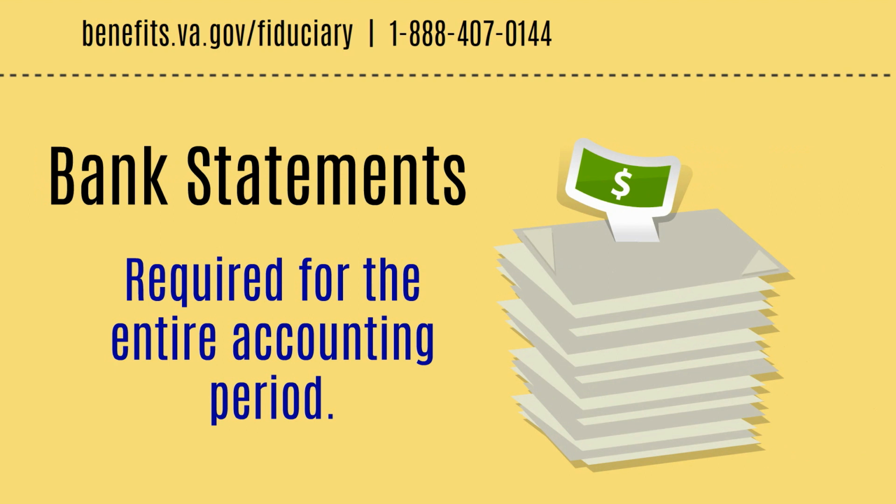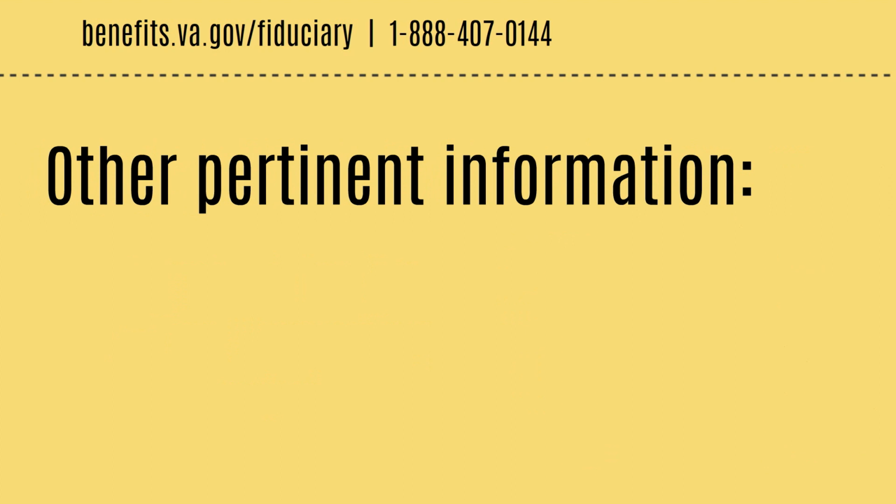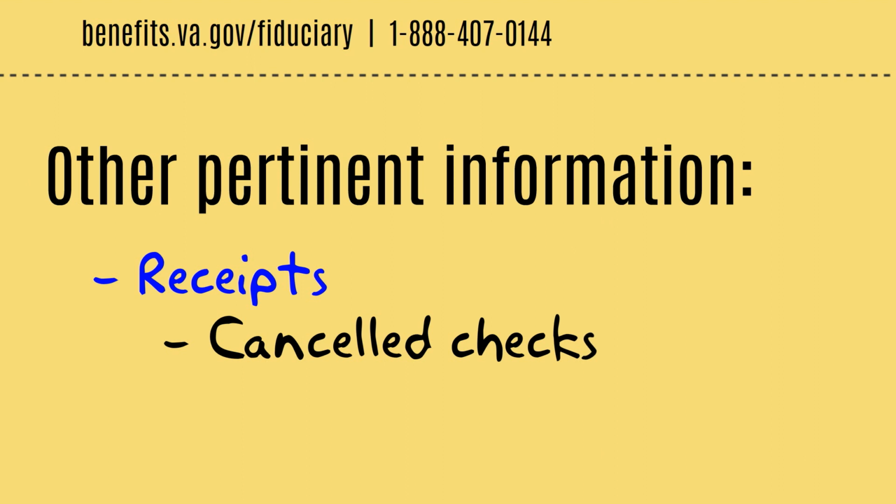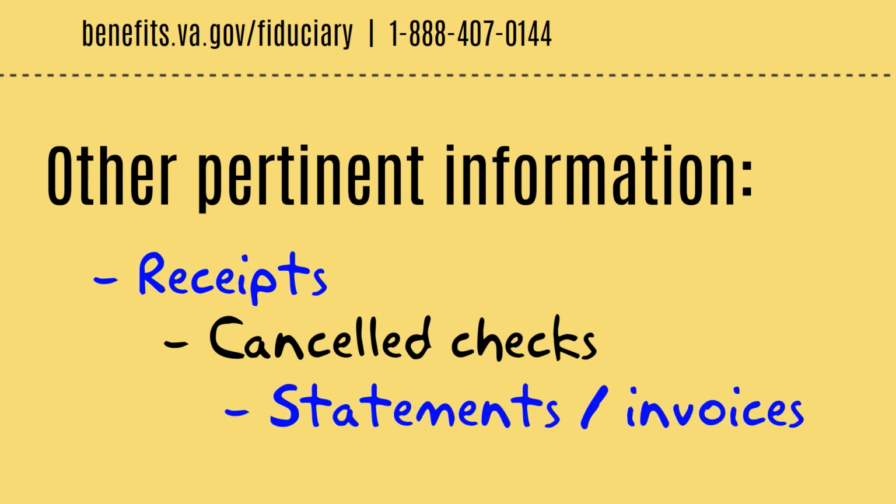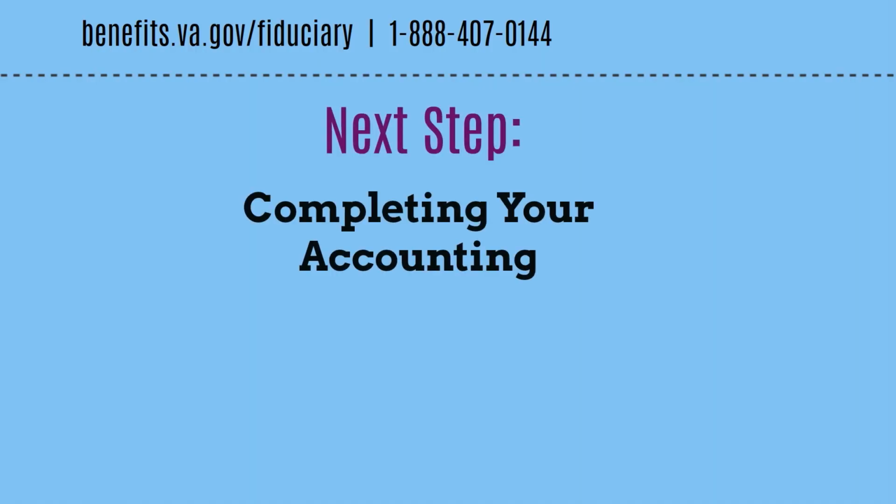You should also gather any other pertinent information. For accountings, this information could be receipts from large purchases made during the accounting period. It could be copies of canceled checks, statements or invoices paid, or any other information relevant to this accounting. The next step is to complete your accounting using VA Form 21P-4706B and submit it to the Fiduciary Hub.